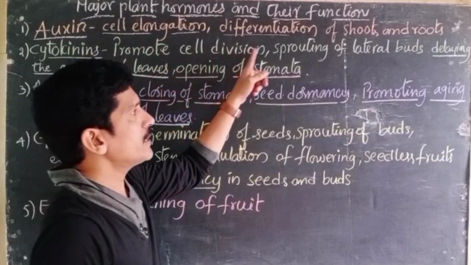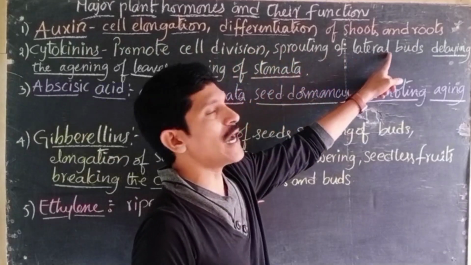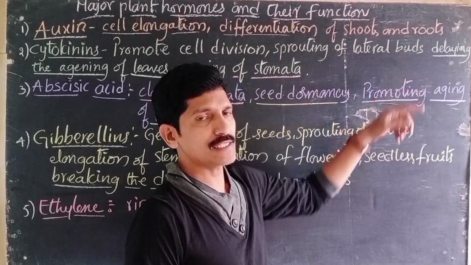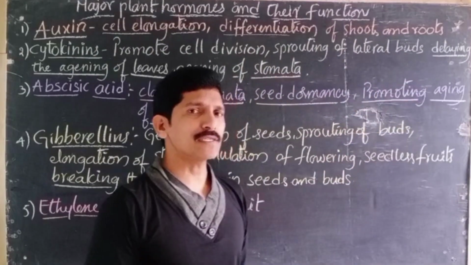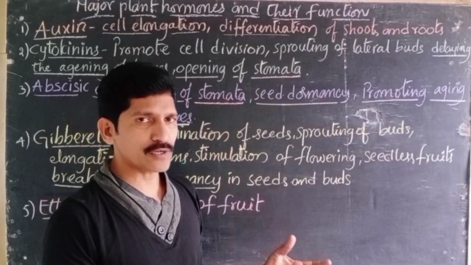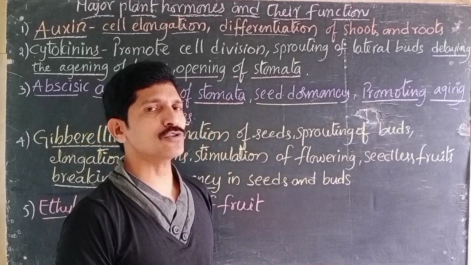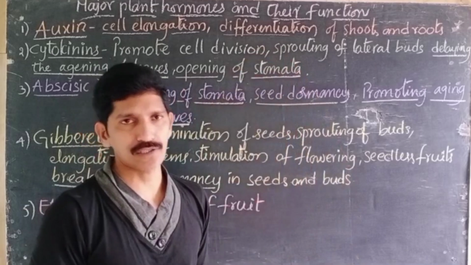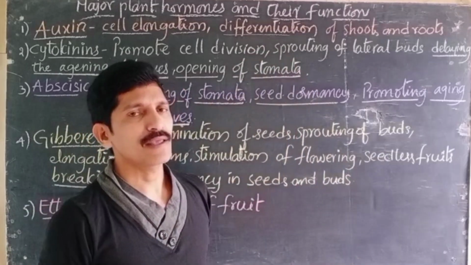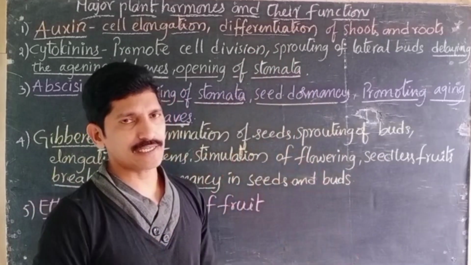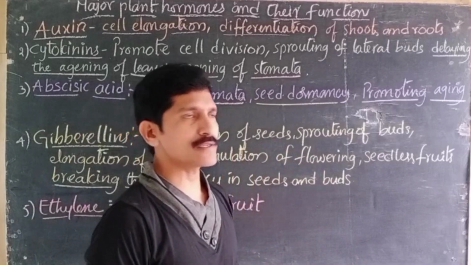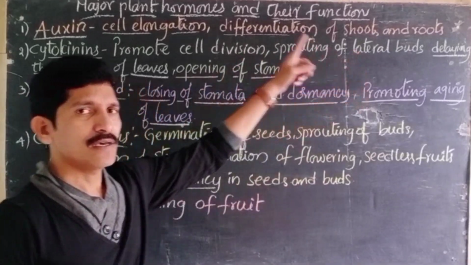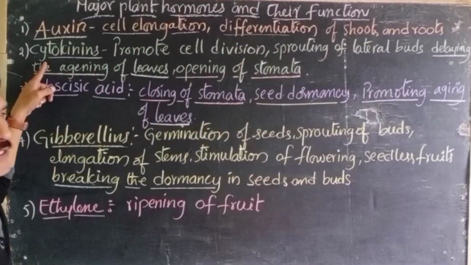And later, it promotes the sprouting of lateral buds. In the sense that whenever the lateral buds are arising or are promoted, automatically the plants can show a canopy structure, not a straight erect structure. It can grow in a canopy, like the umbrella-like structures of plants we are seeing, because of sprouting of lateral buds, which is stimulated by cytokinins.